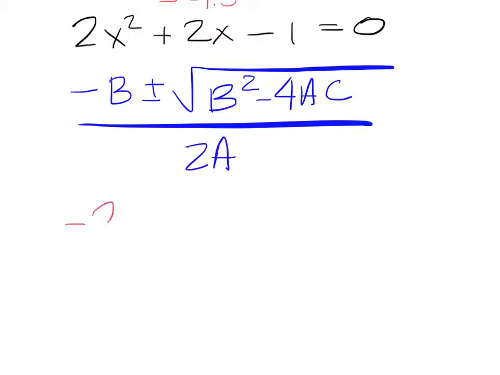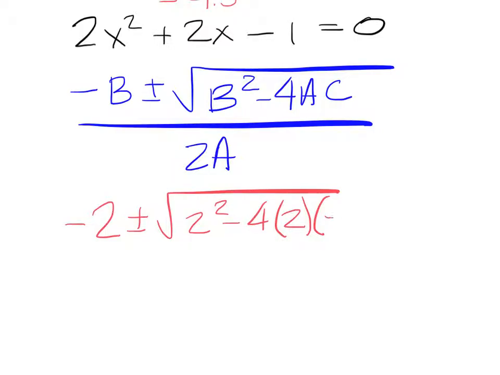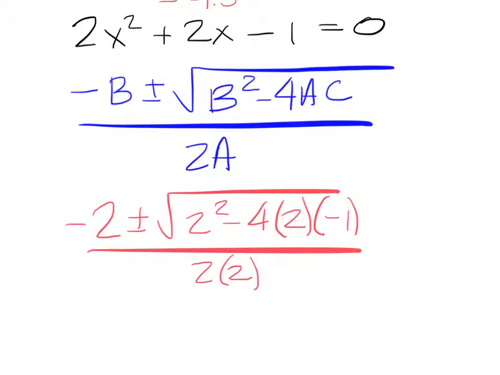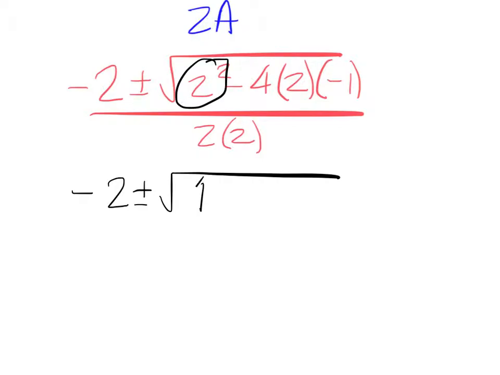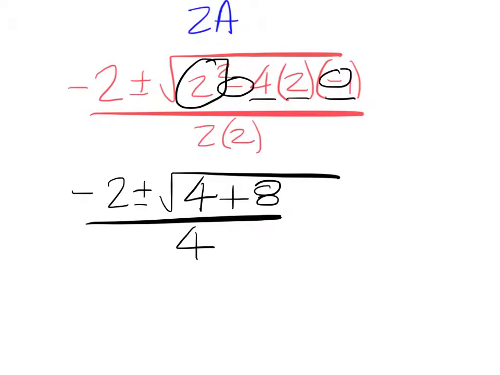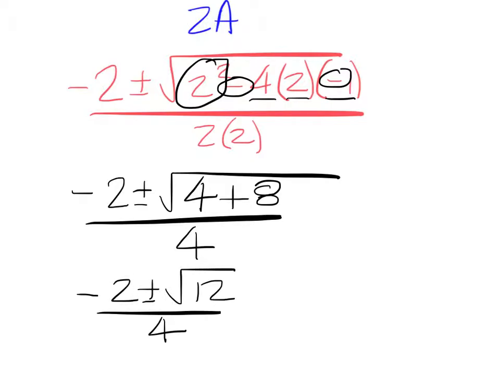b is 2. And then a is 2. c is -1. a is 2. And we have to simplify that. So under the square root sign, you're going to come up with a 4. You have a minus times negative. That's a plus. 4 times 2 times 1 is 8. So you end up with a 12 under the square root sign.